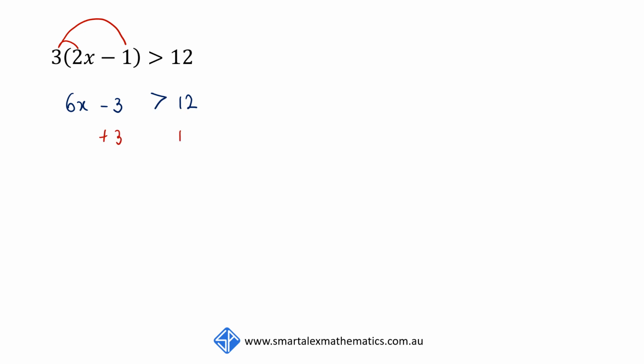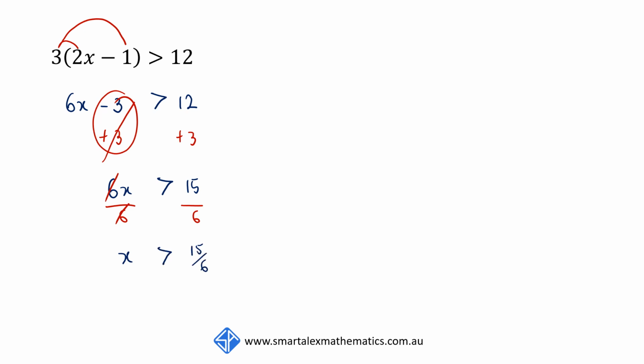So add 3 to both sides. That doesn't reverse the sign. We have 6x is greater than 15. We then divide both sides by 6. Again, that doesn't reverse the sign. We have x is greater than 15 over 6. In other words, 5 on 2, which is the same as 2.5. So our final answer is x is greater than 2.5.